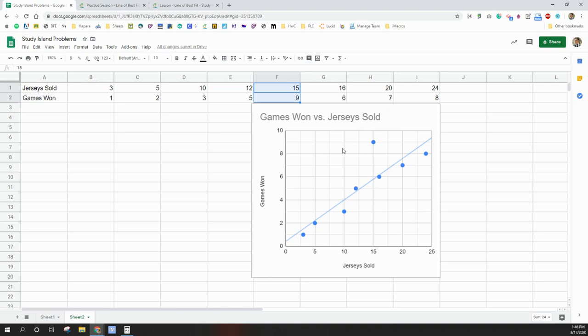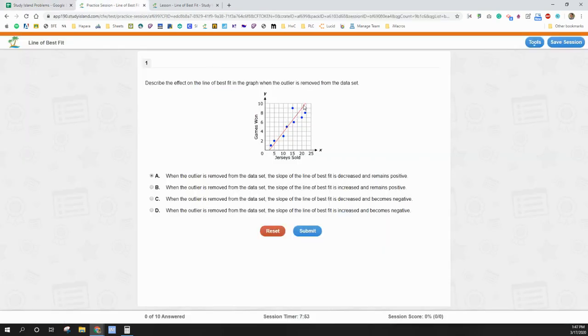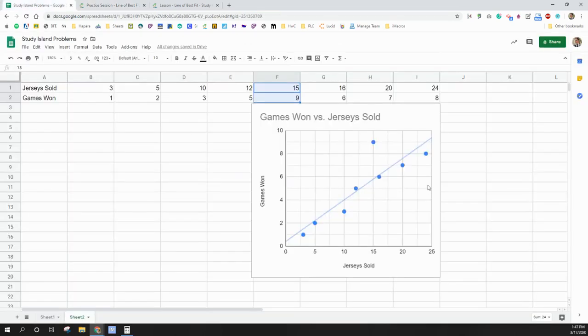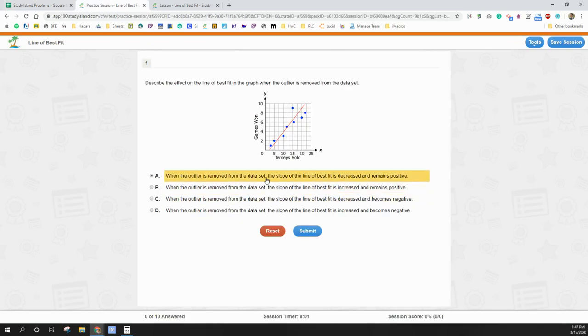But still, watch what happens when we remove that outlier. Notice that the trend line shifted downward and it's slightly flatter than it was before. So again, here it was before and after. Before, after. Before, after. So the shift is not as dramatic on Google Sheets, but that's only because Google Sheets was smart enough to know that this point is an outlier and it did not let it affect the line of best fit. When this point is removed, the Study Island trend line would look much more like the Google Sheets trend line, which is a flatter line, but it's still positive. A is the correct answer.